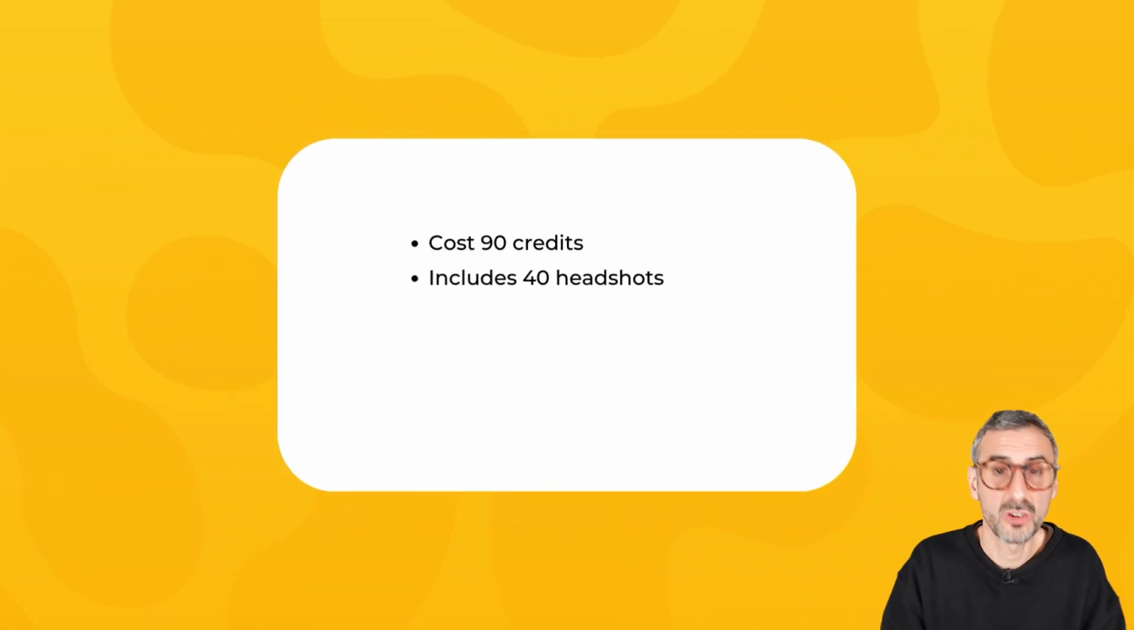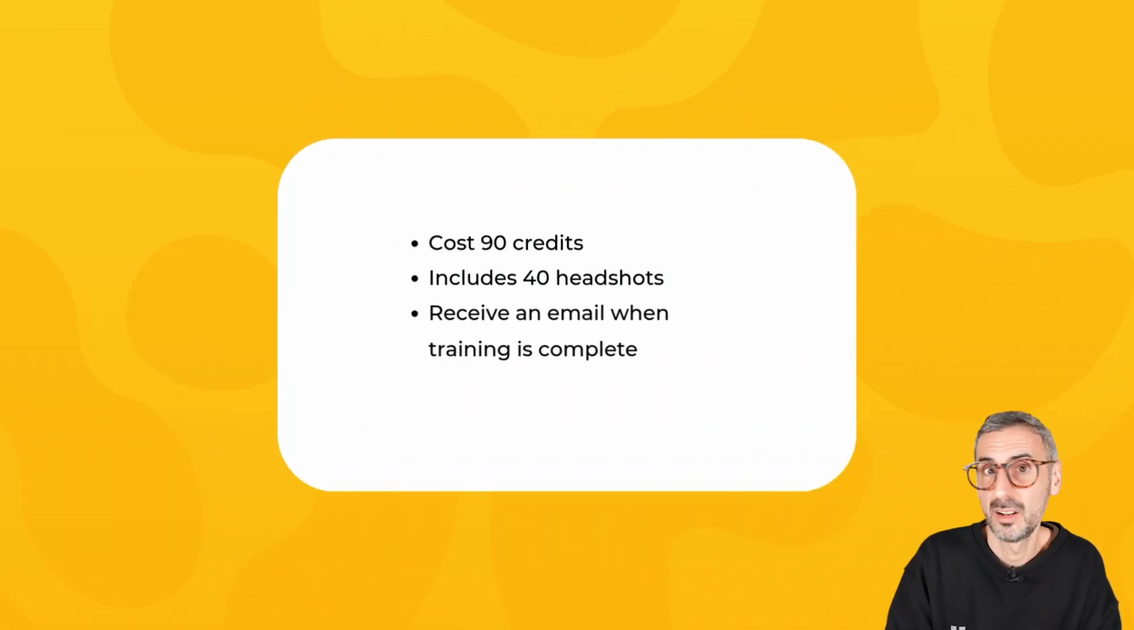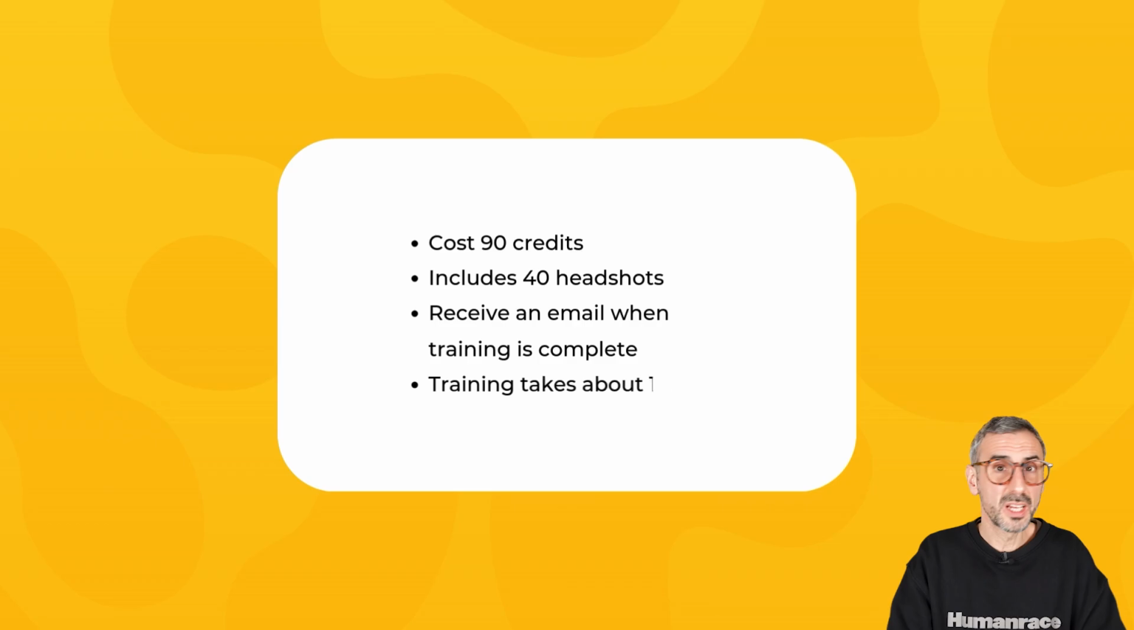So what else should you know about training a model? Well, first of all, it's not free. Like I was telling you before, it will cost you credits, 90 credits to train a new model based on a new set of photos. Now, included in this AI model training, you will get 40 headshots generated automatically as soon as the model finishes the training. Okay, so once it's trained, it will generate 40 headshots for you. You will receive an email letting you know, hey, your model is ready, discover your headshots. So we'll go through this. The training takes about an hour. Okay, so it takes a bit of time.